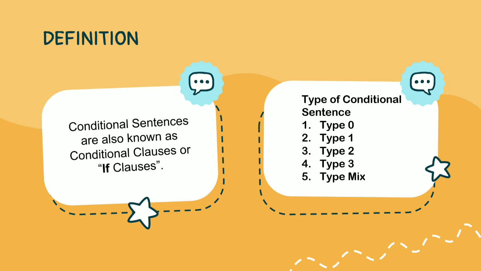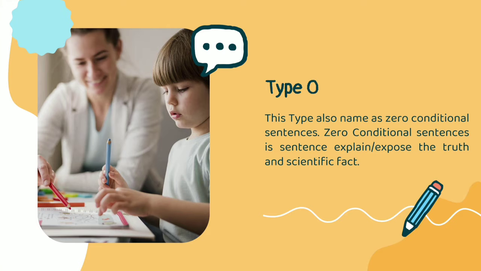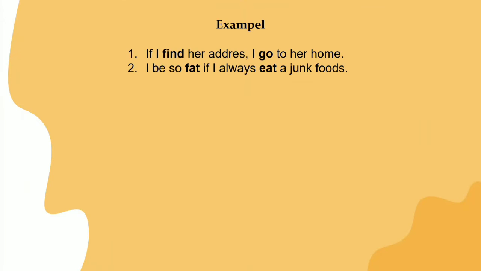The types of conditional sentences are five: type 0, type 1, type 2, type 3, and type mix. Type 0 is also known as the zero conditional sentence. A zero conditional sentence explains or exposes the truth and scientific facts. So let's get to the examples.